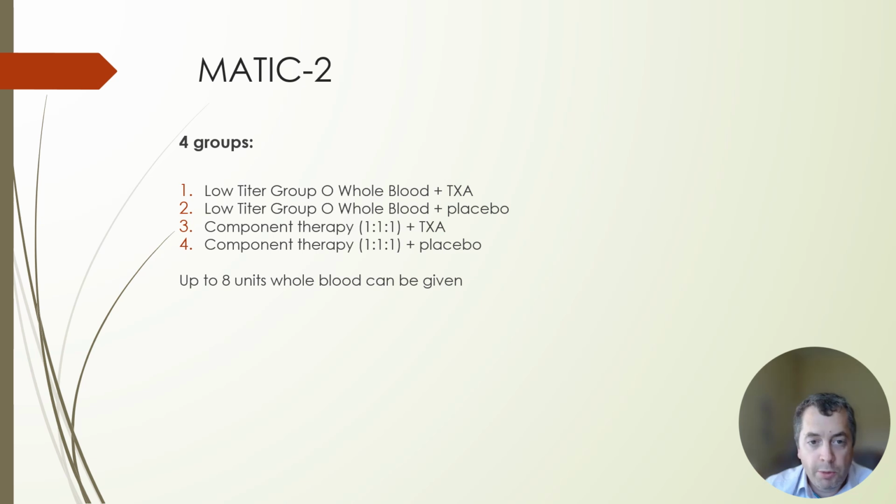Centers in this study will be randomized to one of 4 groups based on their transfusing of whole blood plus or minus TXA and component therapy plus or minus TXA. Of the groups that are giving whole blood, up to 8 units can be given.